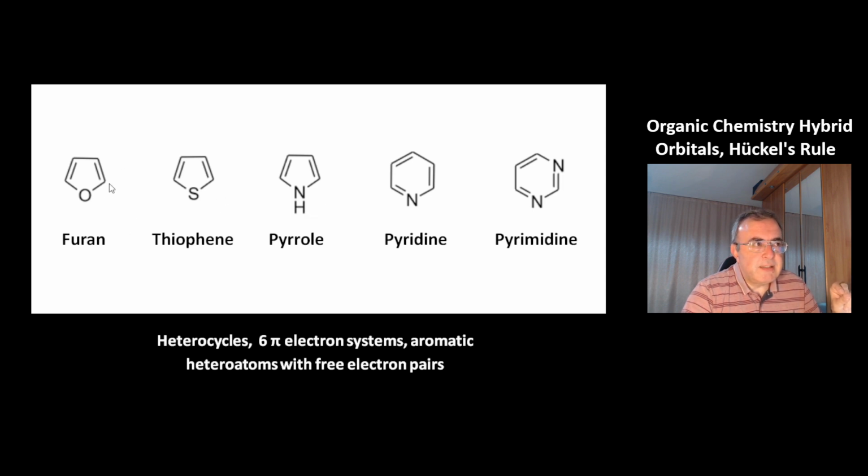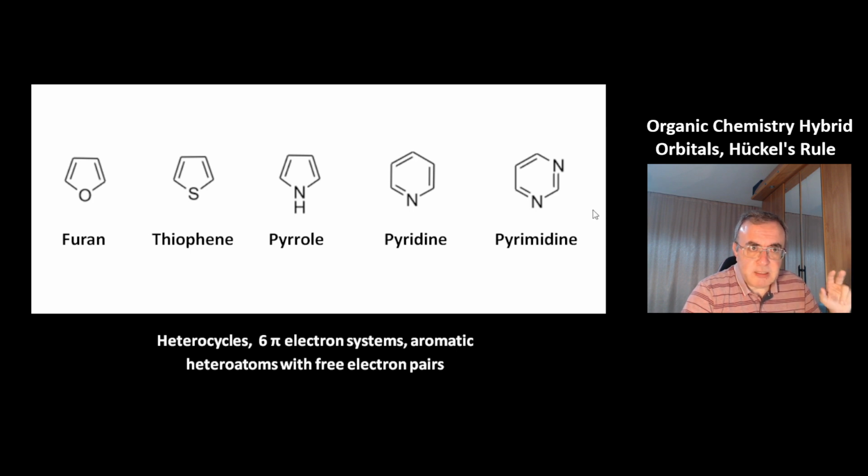In these two cases, one of the two electron pairs is part of the pi electron system, the other is not. In pyrrole, the electron pair is part of the pi electron system. Then you have pyridine and pyrimidine, and in both cases, the free electron pairs are not part of the pi electron system. All these molecules are 6-pi electron systems, and they are aromatic compounds.